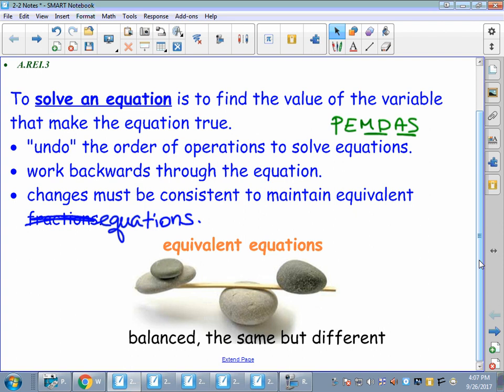So if you look at this little picture, it's a rock or a bunch of rocks balanced on another rock, but it's level, it's balanced. Equivalent means same but different. If you notice on the left-hand side of this balance, there's two rocks that are equally weighing the other side, the right side. So they don't necessarily have to look the same all the way through, but they're balanced. So whatever you do to one side must be done to the other side.